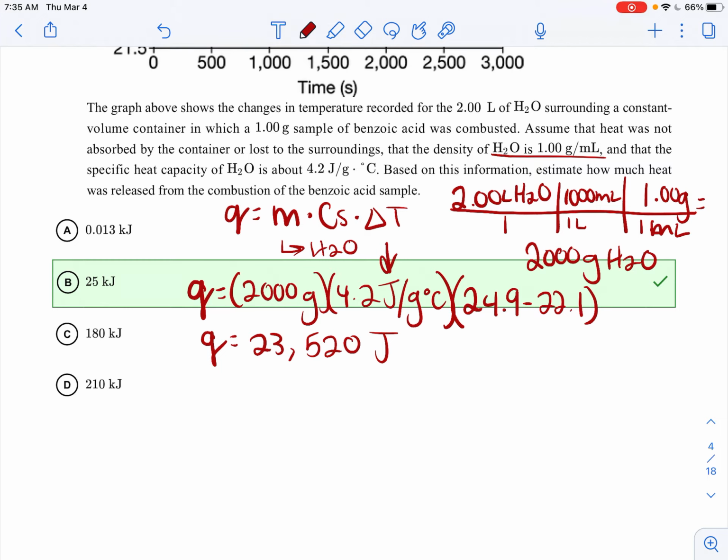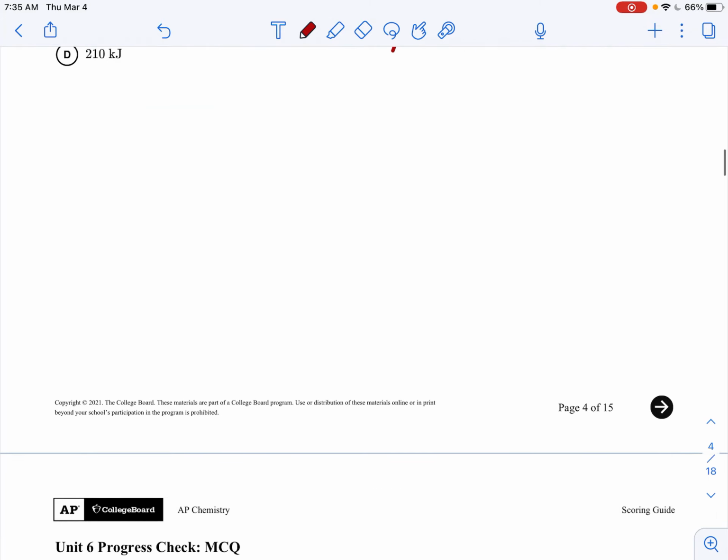Now, but my answers are all in kilojoules. So to convert joules to kilojoules, we divide by 1,000, okay? And that will give me 23.52 kilojoules. And the closest answer I can see for that would be B, 25 kilojoules.